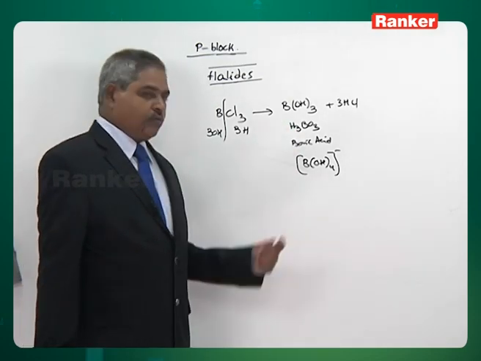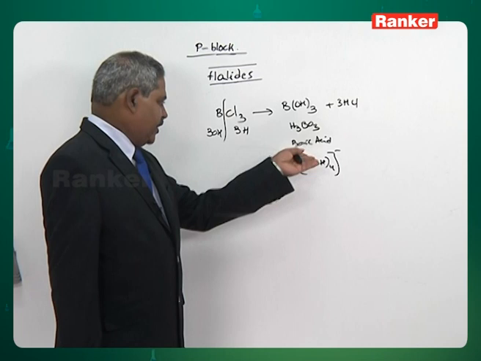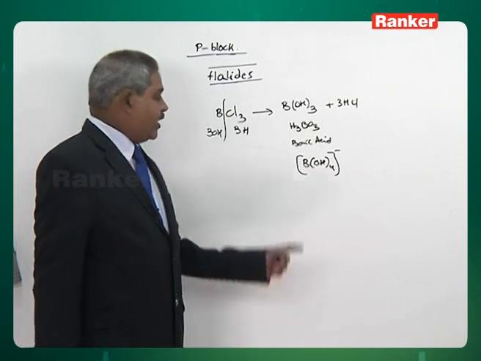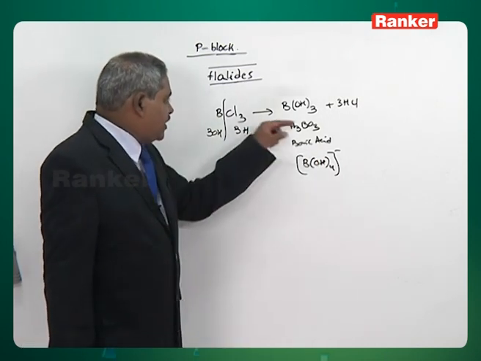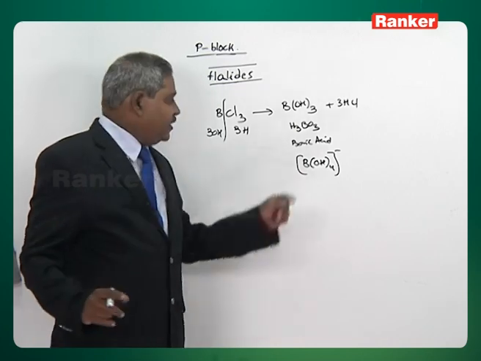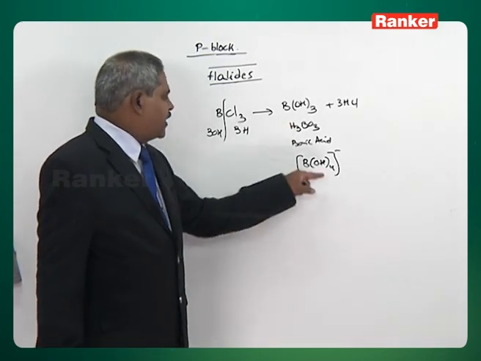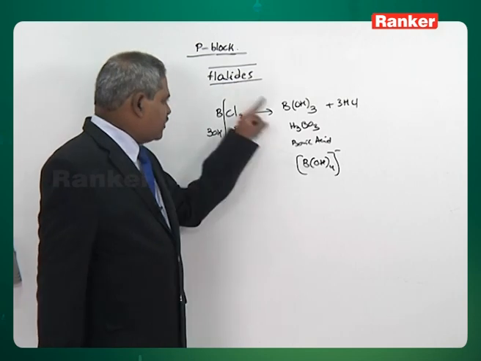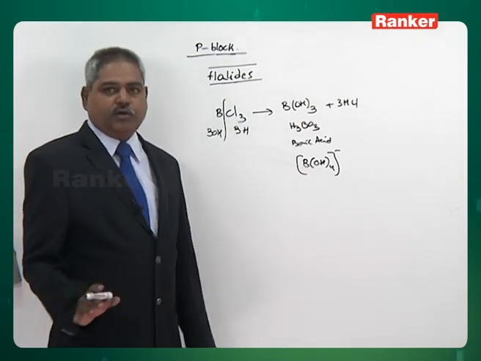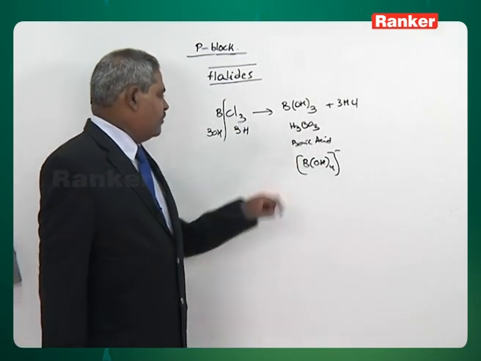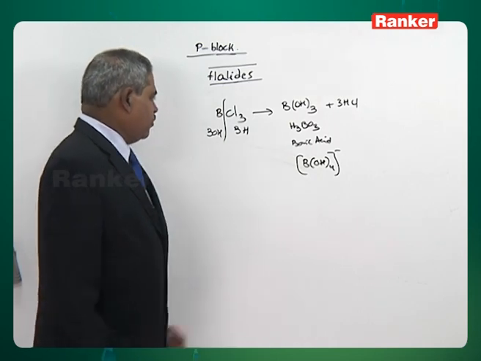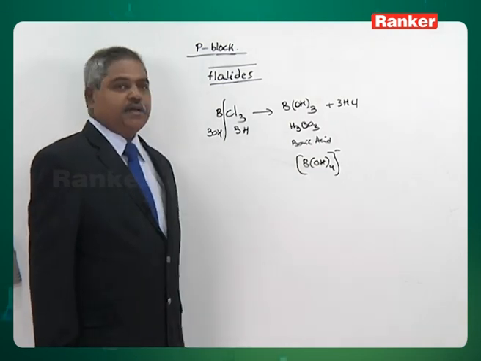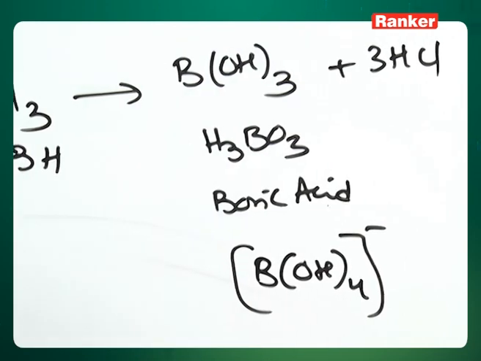Once boric acid is in water, this is how it reacts with water. So here I am talking about the reaction of BCl3 in water. You get H3BO3, and H3BO3 in water gives this. First step, second step, you need not be worried about this. What happened? One OH minus is involved.